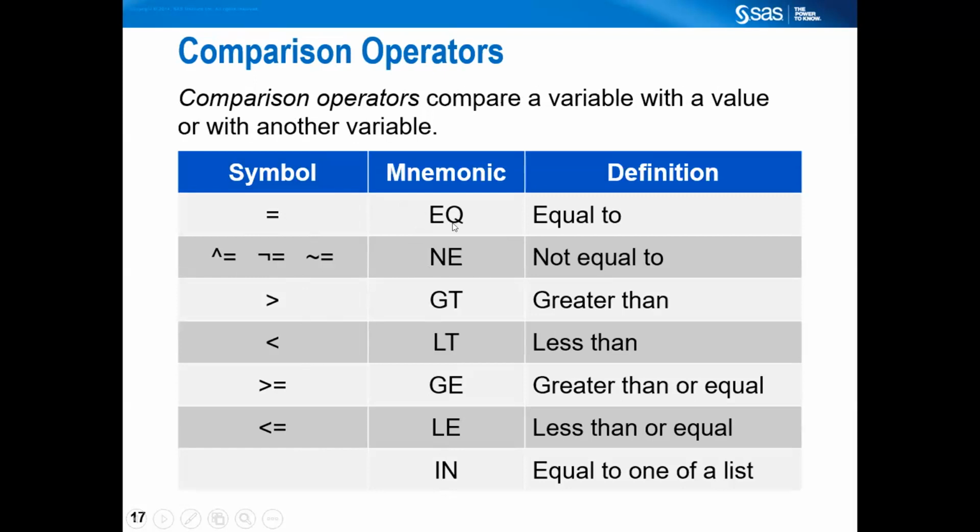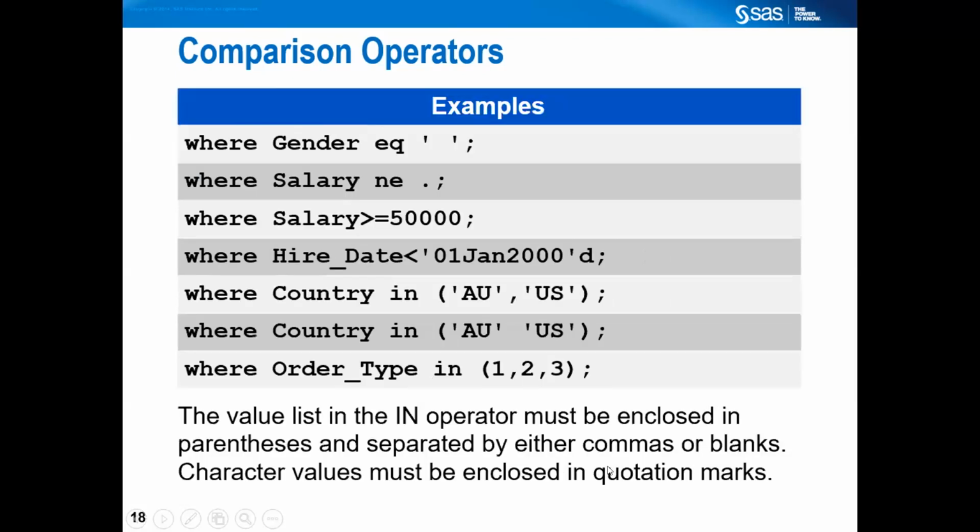Equal to can also be written EQ. Not equal to can be written this way or NE. You can use the greater than sign, which is what GT is. Less than is LT. Greater than or equal to, less than or equal to. And you have the IN operator, which is equivalent to all the list which you have provided. I'll show you how the IN operator works. Okay, so these are some of the examples.